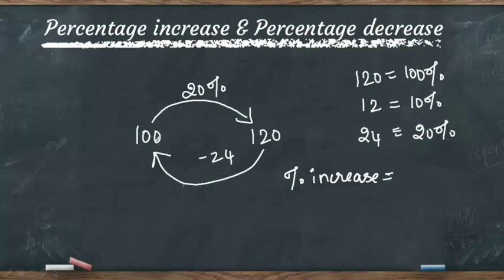It's nothing but from 100 to 120, what is the amount that has increased? 20. Divided by, from where it is increasing, always from the smaller number, 100. As I want to represent it in forms of percentage, I will multiply it by 100. So 20 by 100 into 100 is nothing but 20% increase.